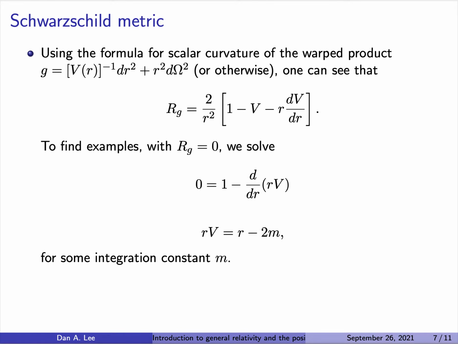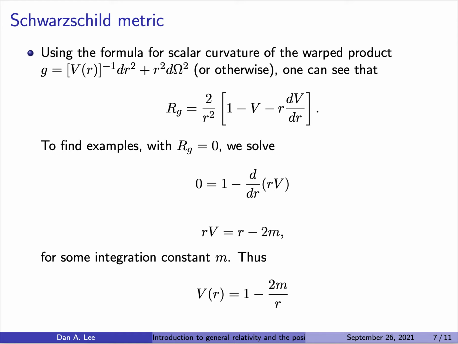And of course, from here, pretty easy to integrate that. rv is just going to be, integrating the 1 gives you an r, and then there's an integration constant. So normally we'd say r plus c, but for convenience, I know it's more useful to actually write this as r minus 2m. And so m is, at this point, just some integration constant, but we'll get to its significance a little later. Okay, so then obviously divide by r, and you get v of r is 1 minus 2m over r. So we've solved for v. In other words, every solution that looks like our ansatz has to have this function v.